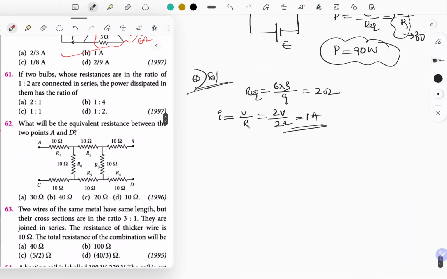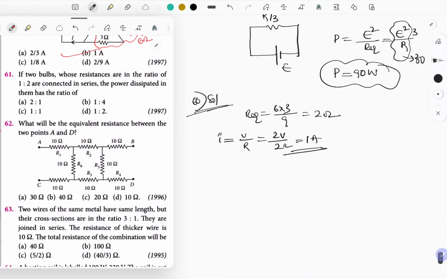Got it? Okay, next. If two bulbs whose resistances are in the ratio 1:2 are connected in series, the power dissipated in them has the ratio of? Question 61. Resistances they have given in the form of a ratio. The general formula for power is, they're connected in series, right? So you can take it as I square R because the current flowing through the resistors is the same, right?